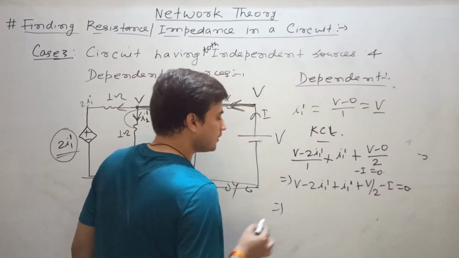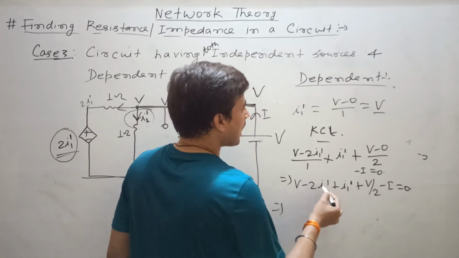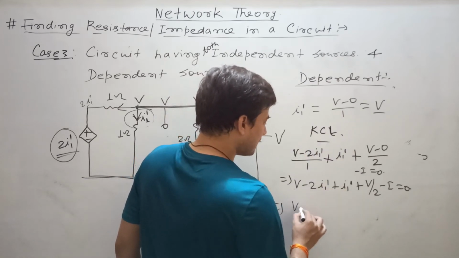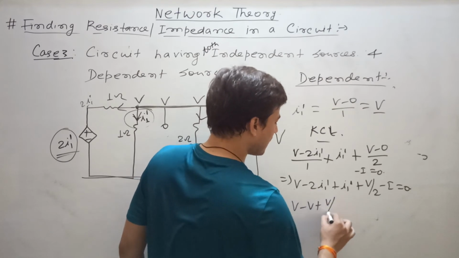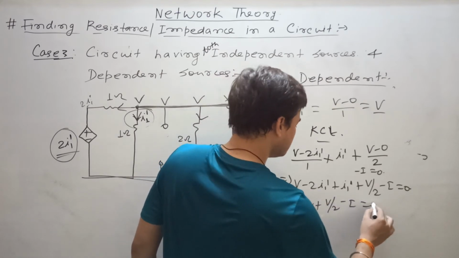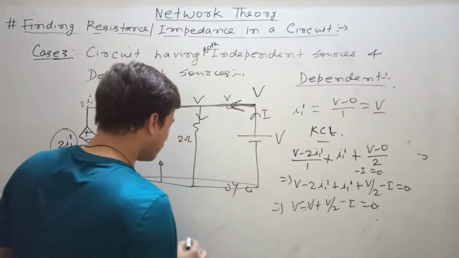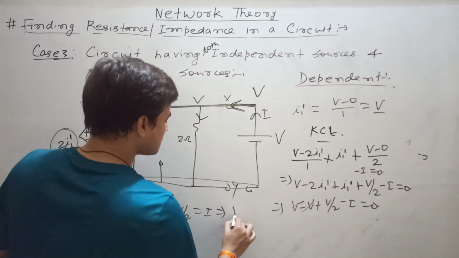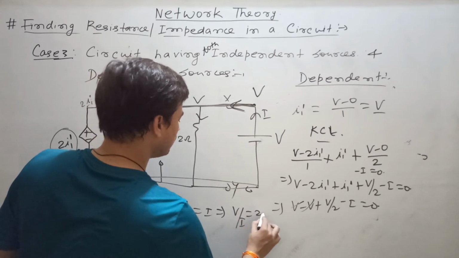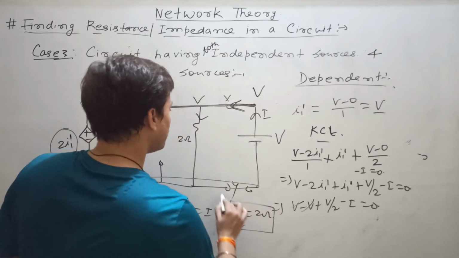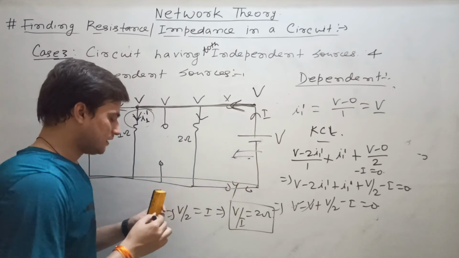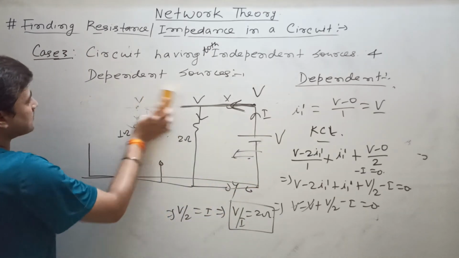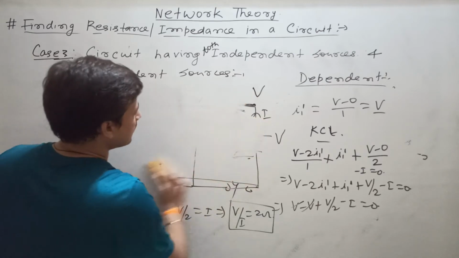So here what do you see? I1' can be written as V. So here it will be V minus V plus V by 2 minus I equal to 0. V and V are cancelled out. That means V by 2 is equal to I. That means V by I is equal to 2 ohm. So this is the value of effective resistance seen from this terminal.